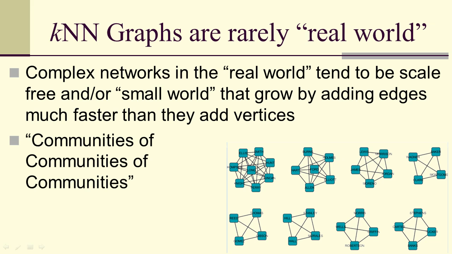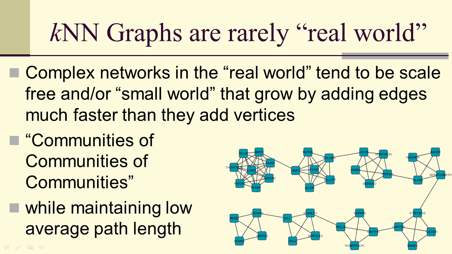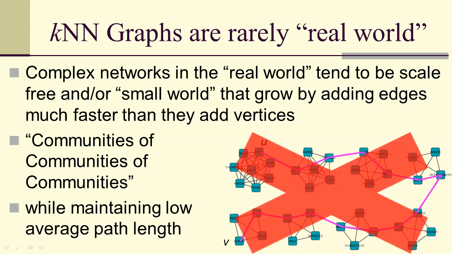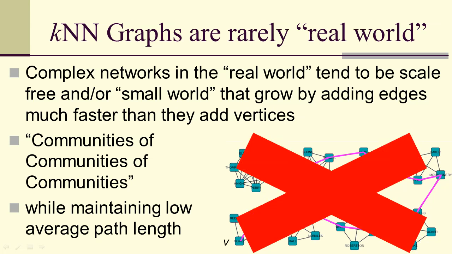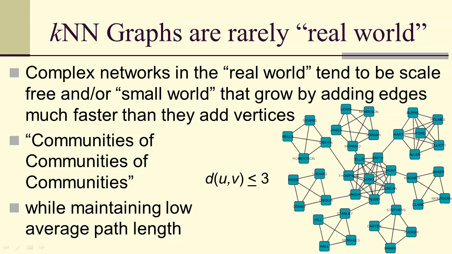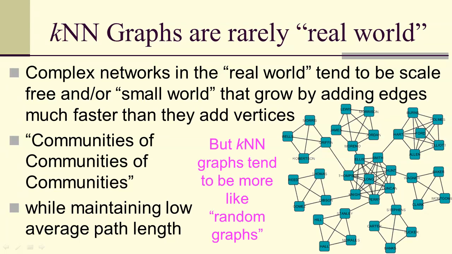Communities of communities of communities, so on and so forth. And they do this while maintaining a low average path length. So this is obviously not what we're thinking when we add edges. So this does not maintain low average path length. But something like this, where all the distances are less than or equal to 3, does. This is the kind of thing that we look for in the real world.